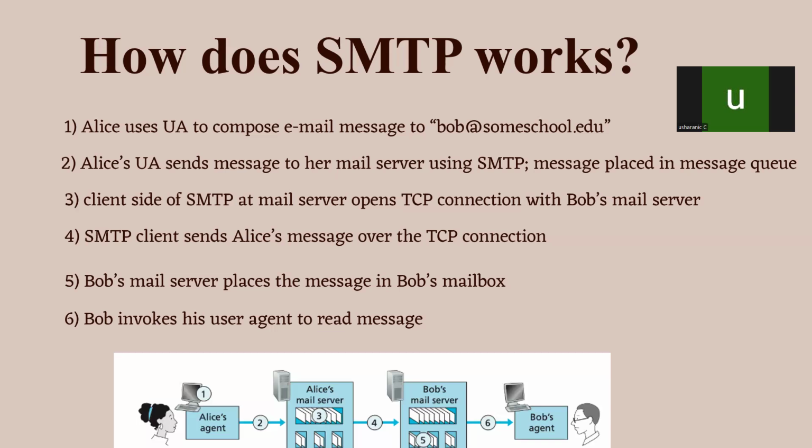The fourth step: the SMTP client sends Alice's message over the TCP connection. Here the SMTP client sends the message to Bob's mail server through the TCP connection. In the fifth step, Bob's mail server places the message in Bob's mailbox. Whenever the message is stored in Bob's mail server, the SMTP protocol is used to store and deliver the mail to Bob's user agent. In the last step, Bob invokes his user agent to read the message.